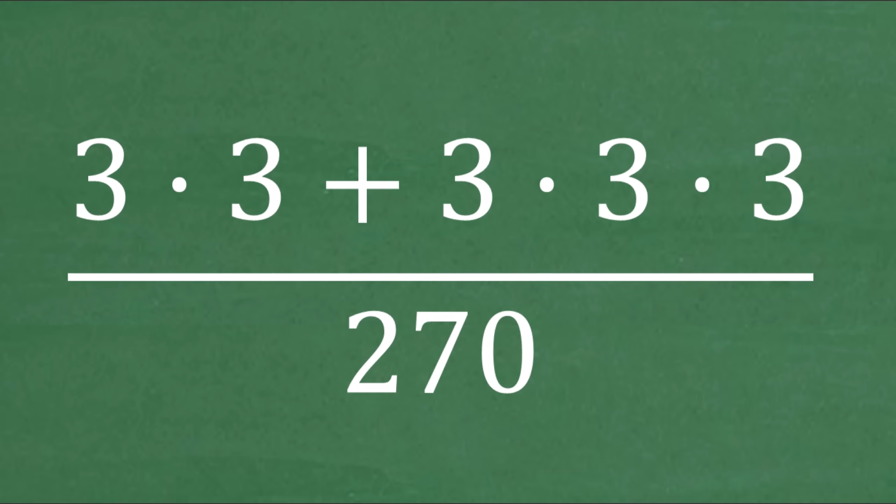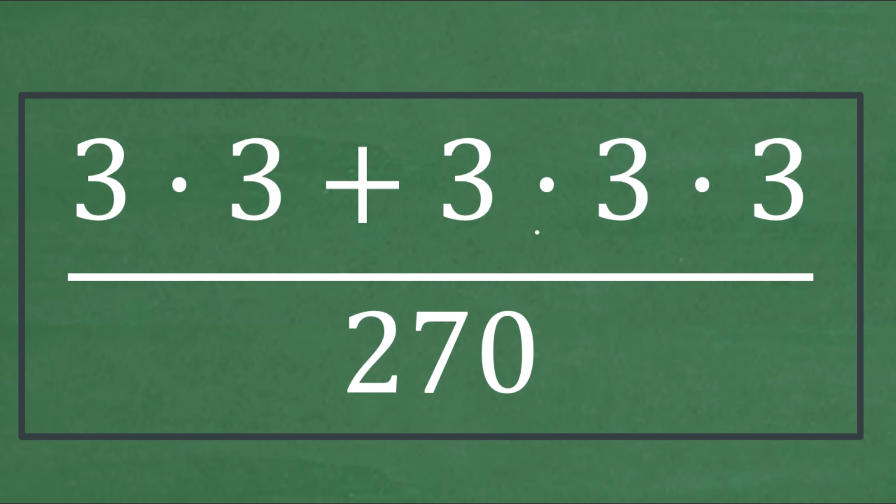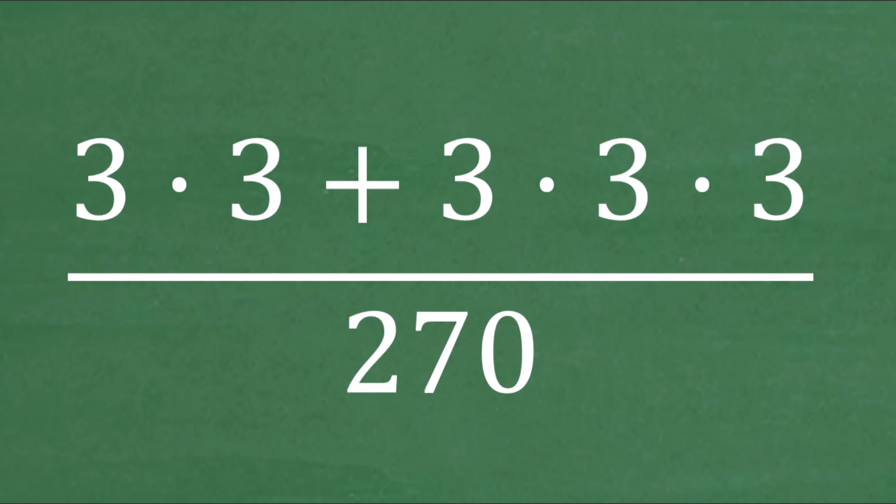Let's go ahead and simplify this numeric expression. This is not that difficult of a problem, but it's easy to make a mistake if you're not paying attention. But let's take a look at the problem. We have a fraction, and in the numerator we have 3 times 3 plus 3 times 3 times 3, all over 270. But to get to the right answer, there are different paths you can take.